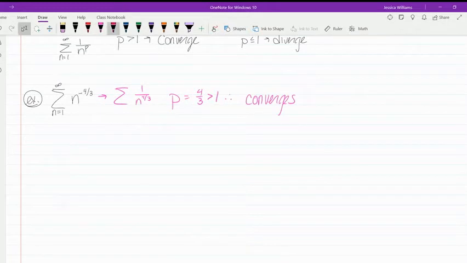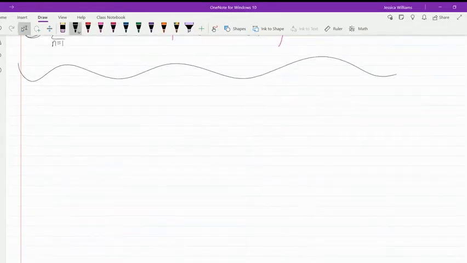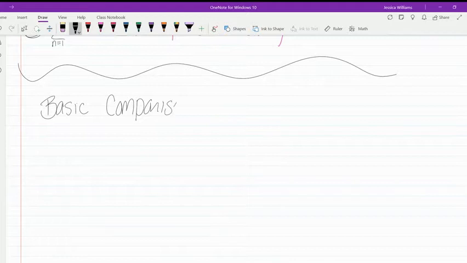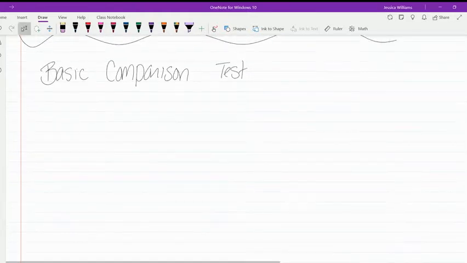That's lovely. But p-series is actually used for something a little bit more advanced called basic comparison test. It's so advanced, they call it basic. Here's the premise behind basic comparison test: if you have a series that looks like a series you know, we can compare them and say that they do the same thing. So here's what I mean.